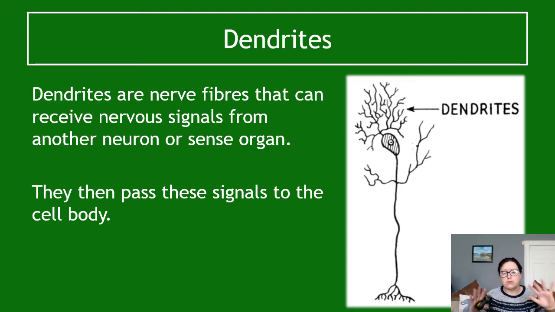The dendrites are those little straggly bits that you can see coming out at the top of the neuron. They are nerve fibers, and the idea is they are sort of a network that reaches out in order to receive signals from another neuron or a sense organ. So it's not like they literally move to reach out, as in they're spread out and they sit there waiting for chemicals to come across from other neurons to activate that particular neuron that they're attached to. So when those dendrites receive a signal, they then pass these signals to the cell body.